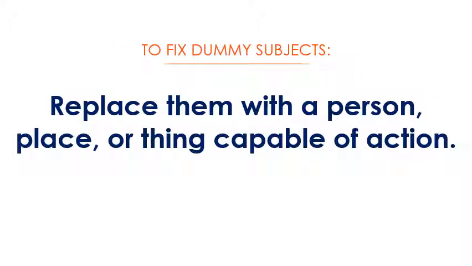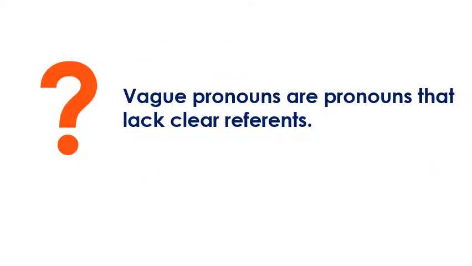And finally, to close out our discussion of dummy subjects, I will reiterate for perhaps the 3rd or 4th time that the best way to fix a dummy subject is to replace it with a person, place, or thing capable of action. Now let's move on to vague pronouns, the other common style error that typically results in sentences that lack a concrete subject. Vague pronouns, as their name suggests, are pronouns that lack clear reference.